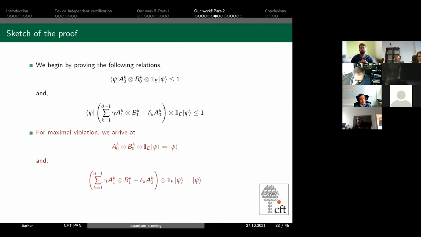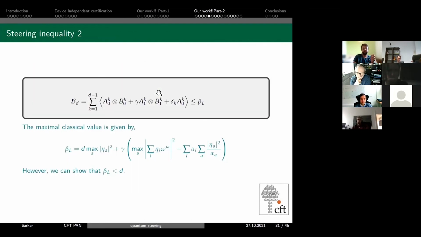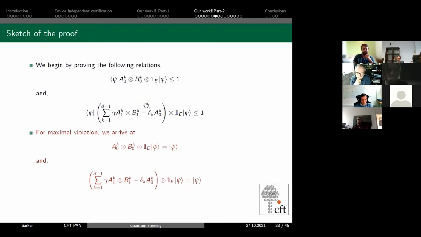So a small sketch of the proof would be like, we begin by proving some relations like this, that each of these terms, I will go back to the inequality, each of these terms is actually less than 1. And for the second part, this sum is actually less than 1. So we prove these two relations, and from here we can see that if we want to achieve the maximum violation of this, which is equal to D, each of these terms must be equal to 1. So then again, it implies some relations like this.